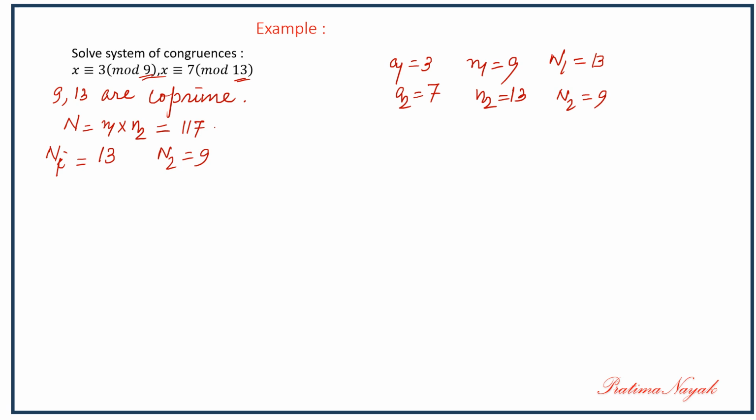Now coming to x1, x2. N1 x1 is congruent to 1 modulo n1. That means 13 x1 is congruent to 1 modulo 9. 13 x1 is 1 modulo 9. Then how to find out? Just let's think.